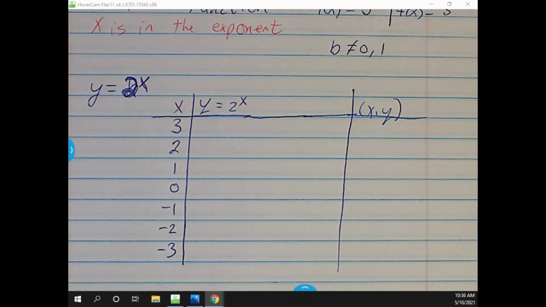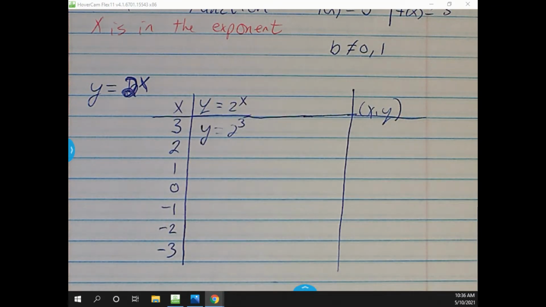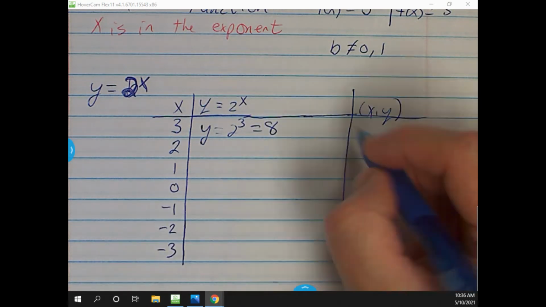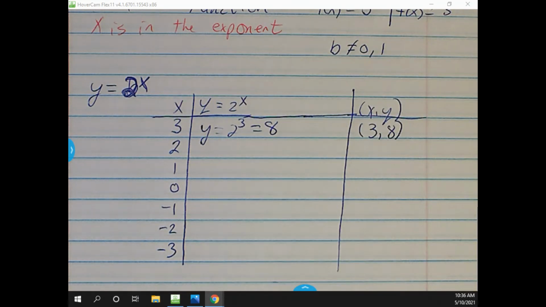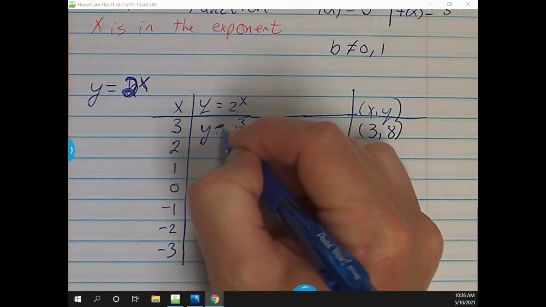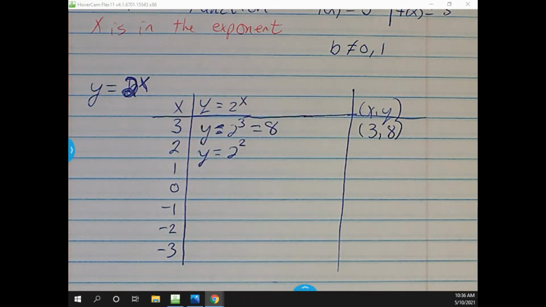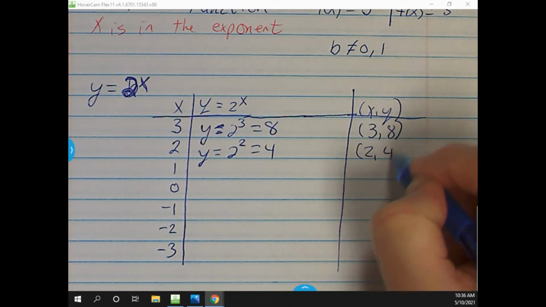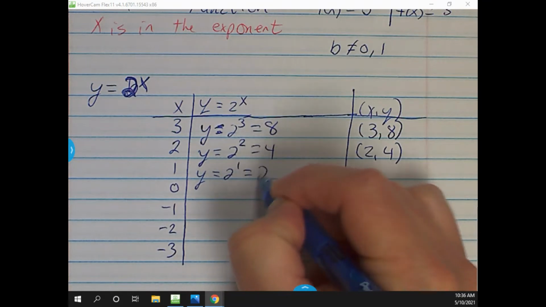All right. So for the first one, y is equal to 2 to the third power. Well, 2 times 2 is 4. 4 times 2 is 8. So the ordered pair on that one would be (3, 8). Okay, for the next one, for x equals 2, y is 2 squared. 2 times 2 is 4. 2 to the first power is just 2.